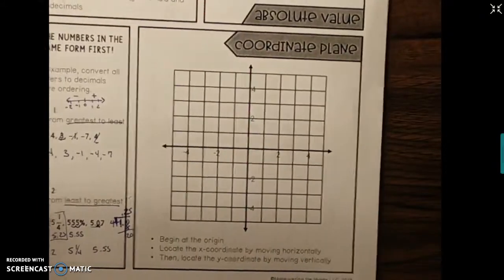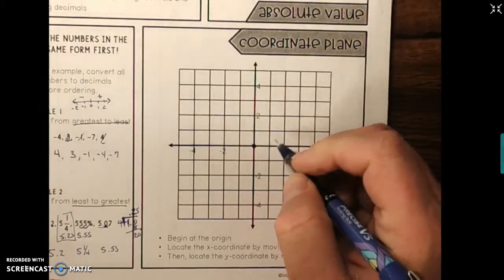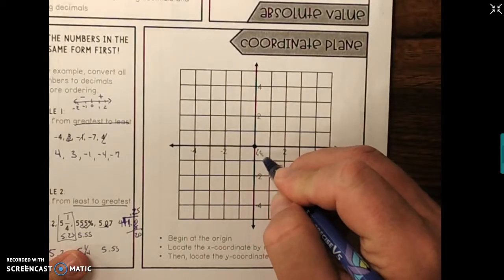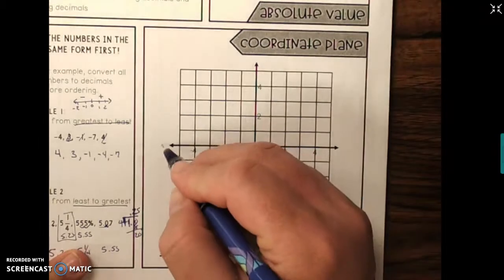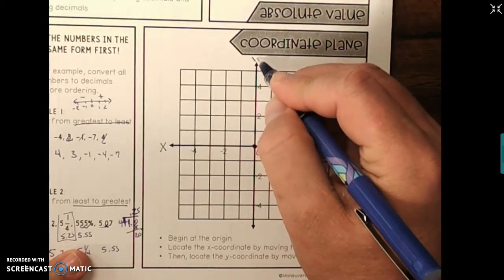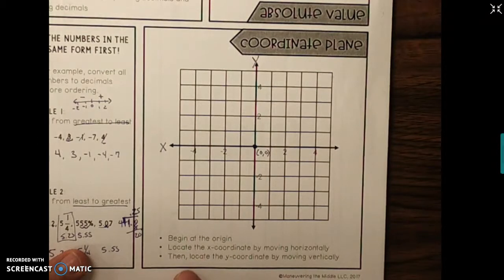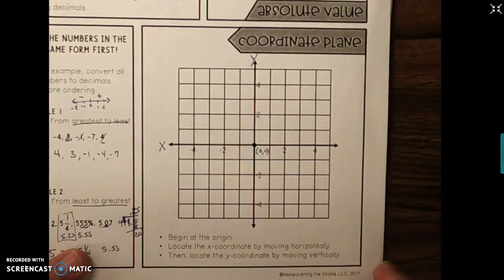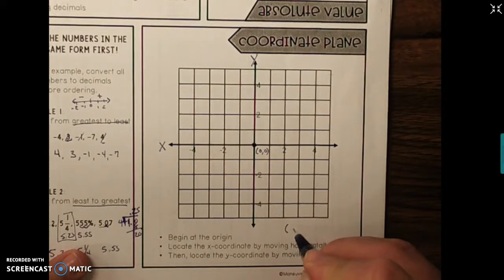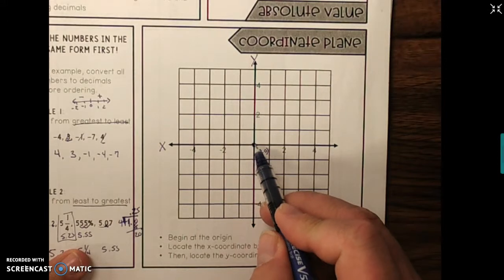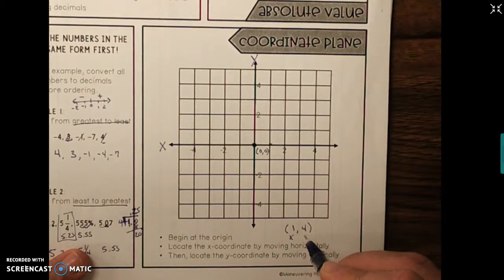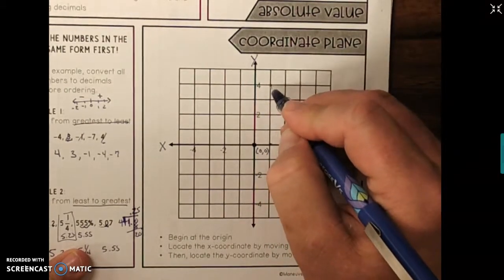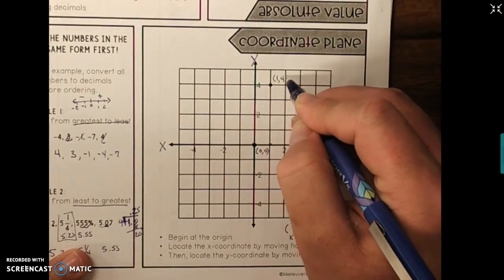Coordinate plane. Here's my origin right here. Okay, this is 0, 0. I'm going to label my axis. This is X. This is Y. Alright. And if I give you 1, 4, I'm going to start at my origin and go over 1 because I always do X first. X is always the first one. Y is always second. And then I'm going to go to positive 4. That would be 1, 4.